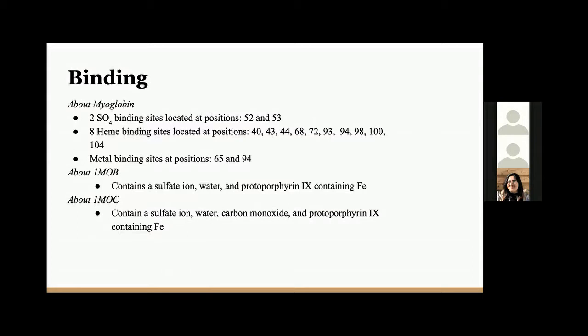Myoglobin includes the following binding sites: 2 SO4 binding sites located at positions 52 and 53, 8 heme binding sites located at positions 40, 43, 44, 68, 72, 93, 94, 98, 100, and 104. And it also contains 2 metal binding sites at positions 65 and 94. 1 MOB contains a sulfate ion, water, and protoferrin containing iron, while 1 MOC contains the same except with added carbon monoxide.